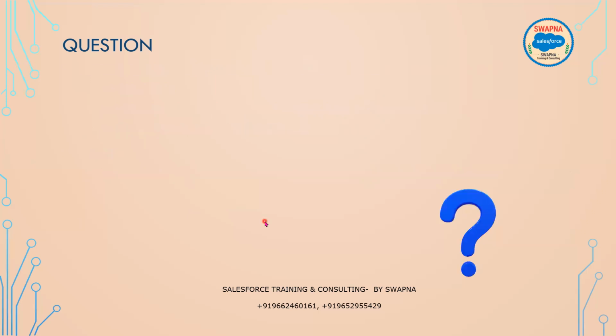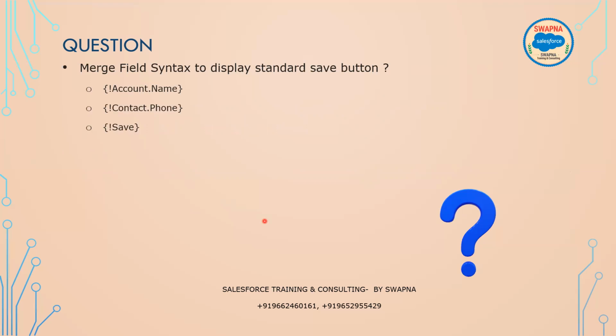Now, what is the merge field syntax to display the standard save button? Out of this, which one is right? Third one. See, save is the right one.